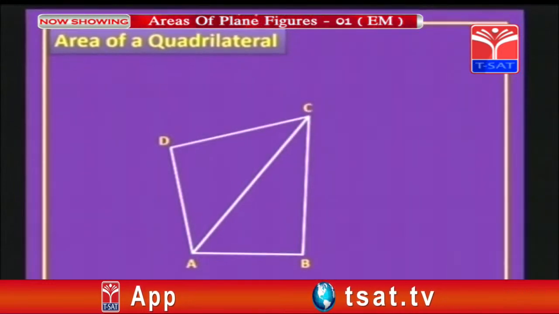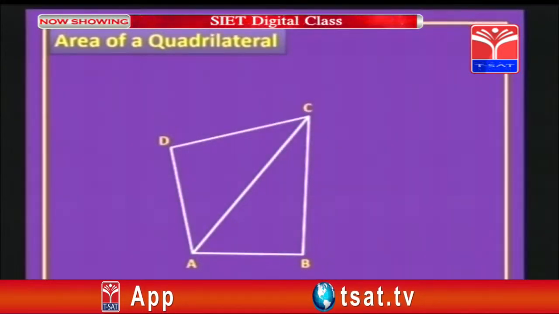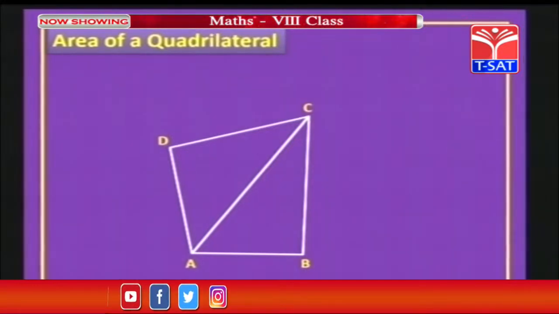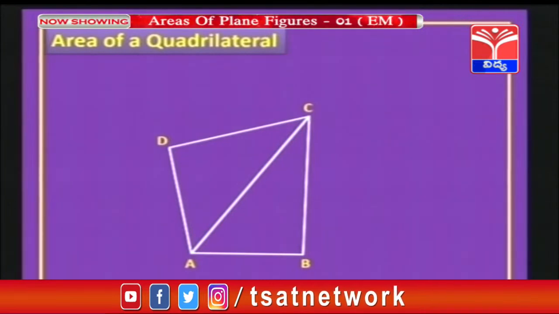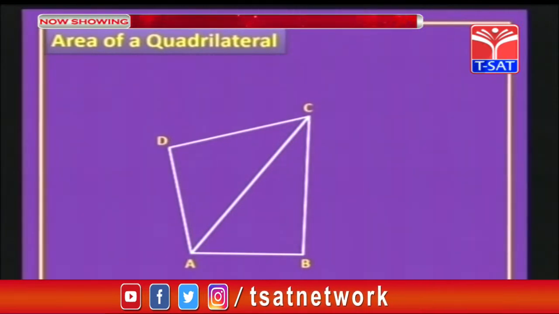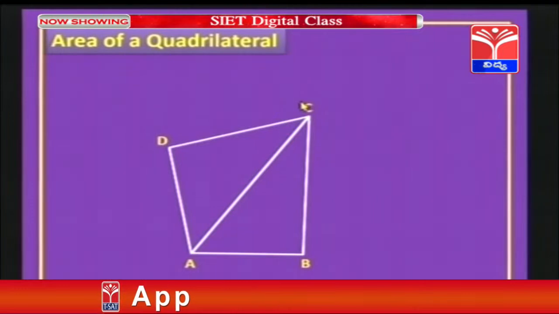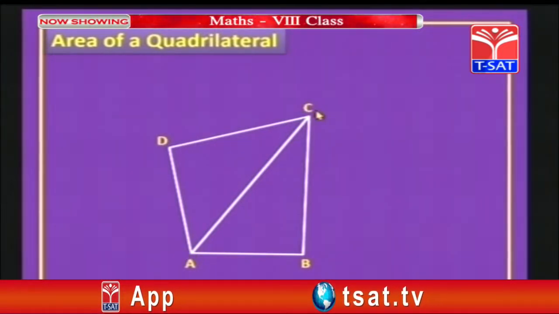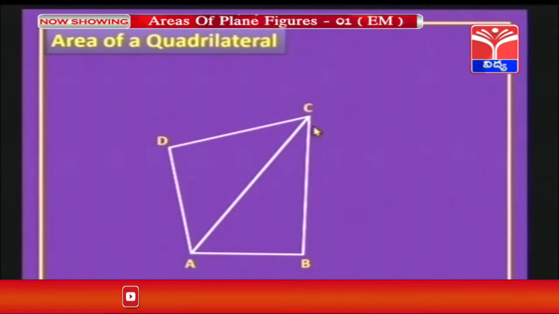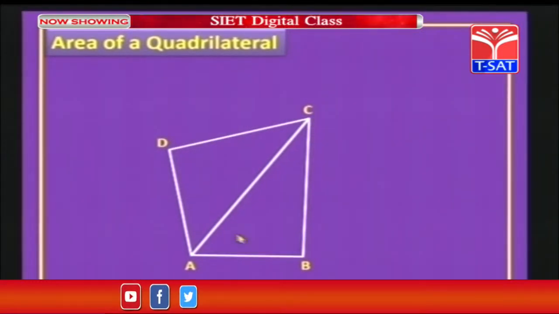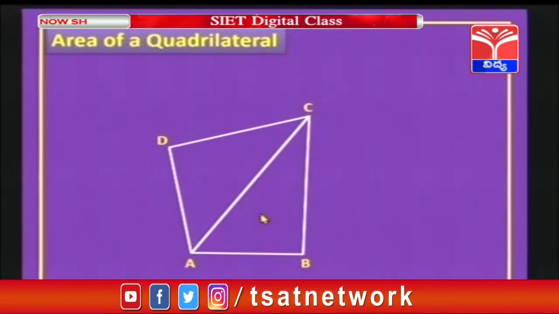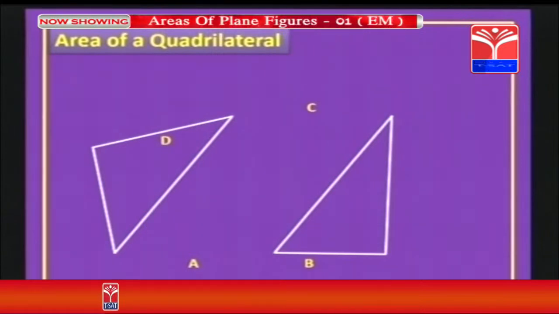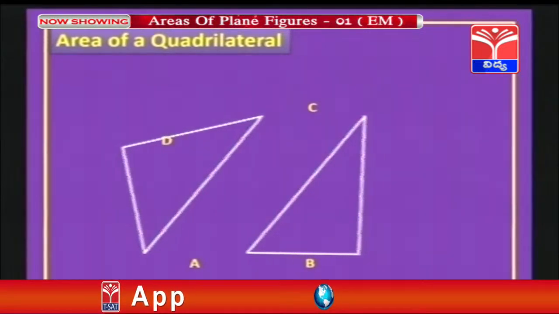So children, you can notice a figure here. It's a four-sided figure. A simple closed figure with four sides is called a quadrilateral. So here ABCD is a quadrilateral, and what is this AC called, children? Yes, AC is a diagonal. Actually we can have one more diagonal also, but I have taken only one diagonal. Now this diagonal AC, what is it doing? It is dividing this quadrilateral into two triangles. If you notice, children, yes, it is divided into two triangles.